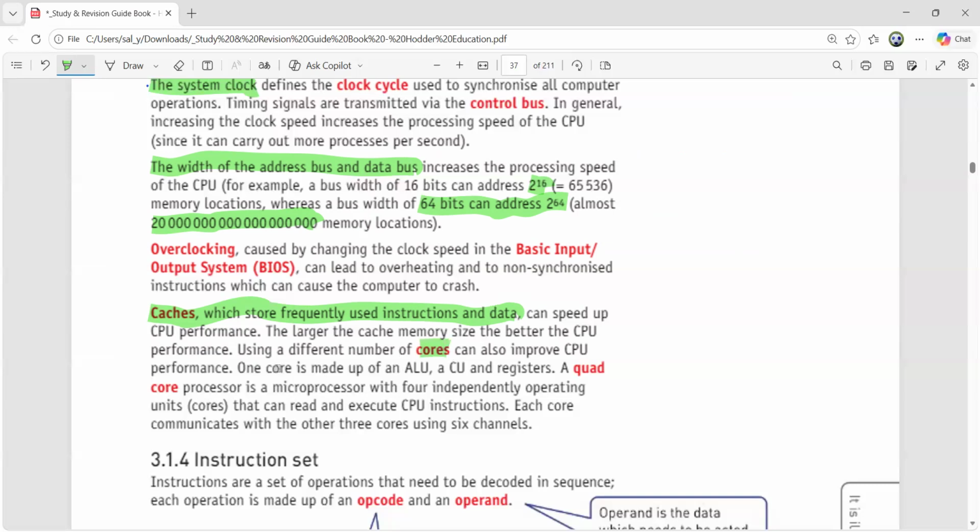And factor number 4, core, what is the definition? It's made up of ALU, CU, and registers. So you can assume this core to be a complete CPU.